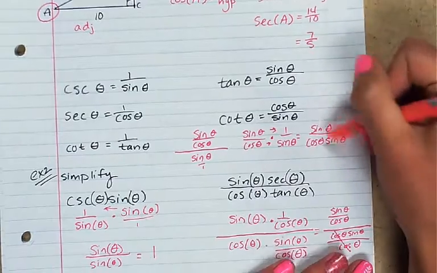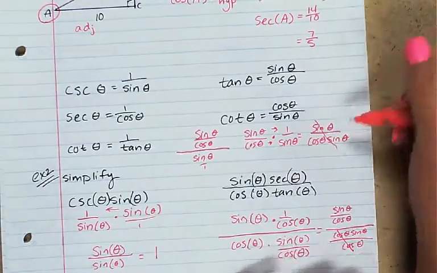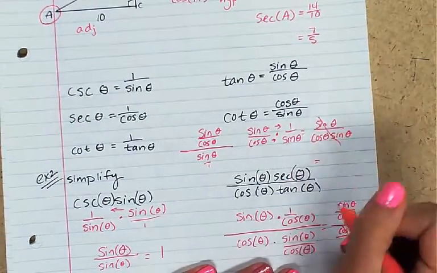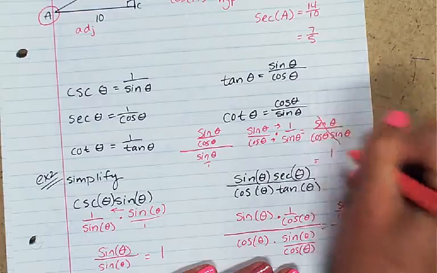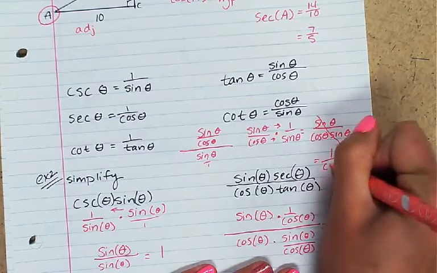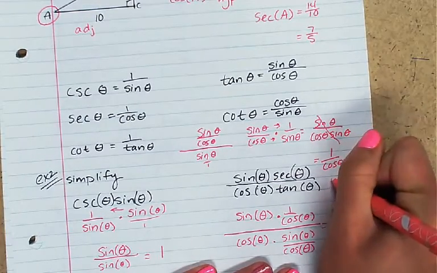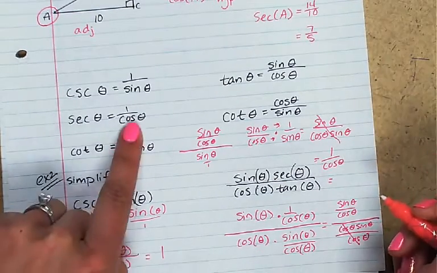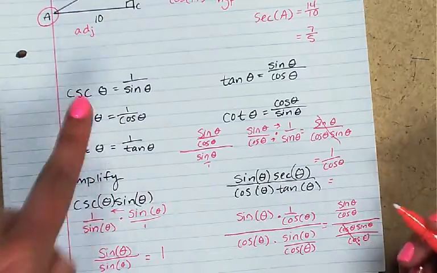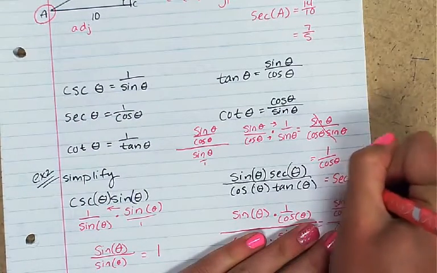When you have sine on top and bottom like that, they cancel. If everything in the numerator cancels out, it's just a 1. You have a 1 up top. So we have 1 over cosine theta, and we're not done until it's just one thing. So as a reminder, 1 over cosine theta is the same thing as secant theta.